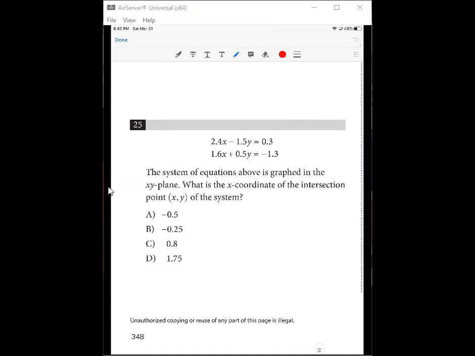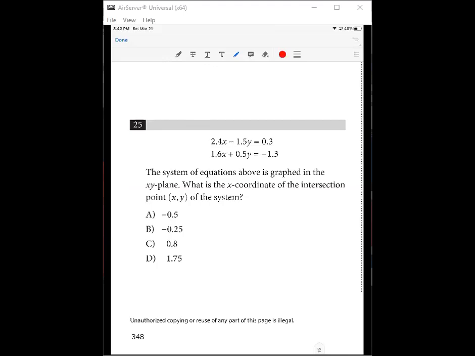So what you should see is my iPad, with SAT practice test number 10, question number 25. You can see hopefully that it's a system of equations, and I wanted to go over how the new feature works in the program. So let me jump into it.